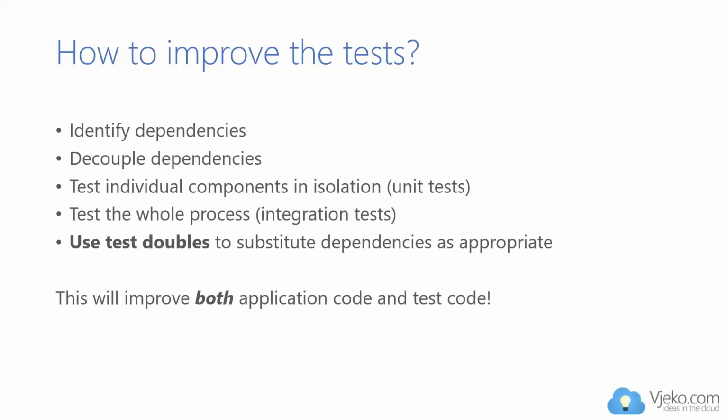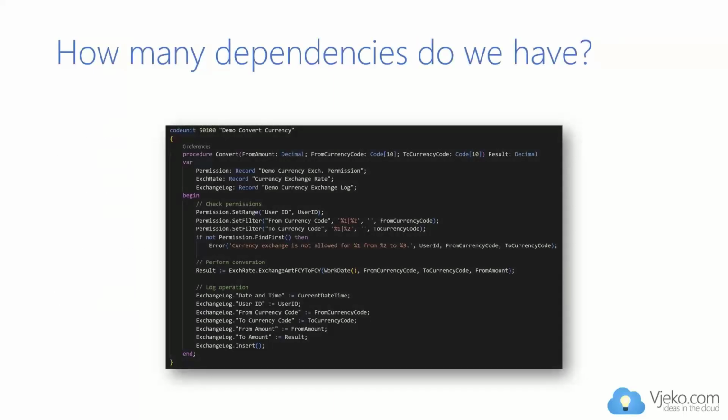And also, we can improve the tests by using test doubles to substitute those dependencies that we have identified as appropriate. And once you do all of these things, this will not only improve your test code, this will also improve your application code as well. So let's try to do this with this example.